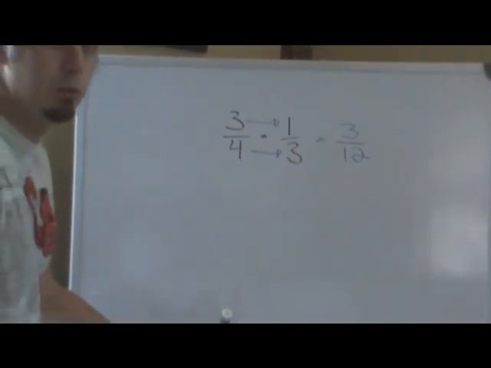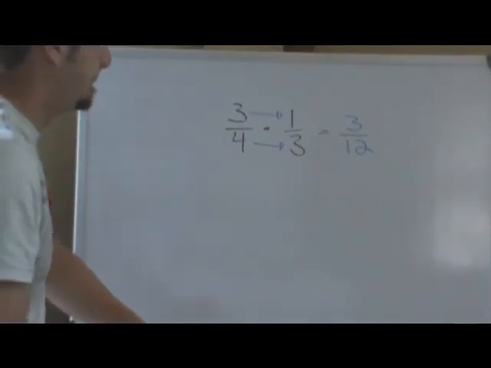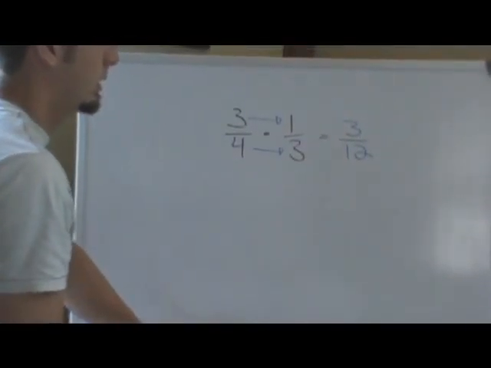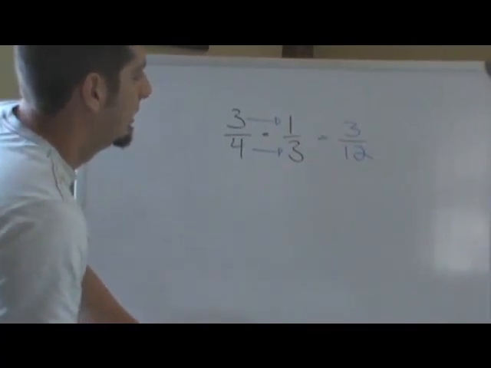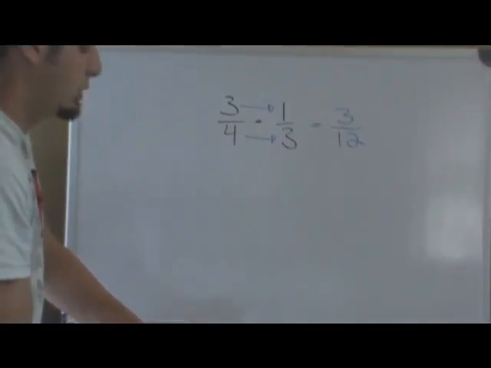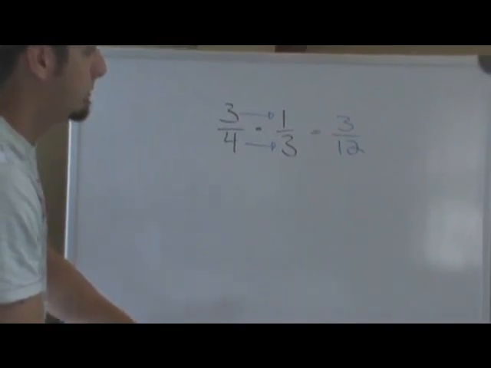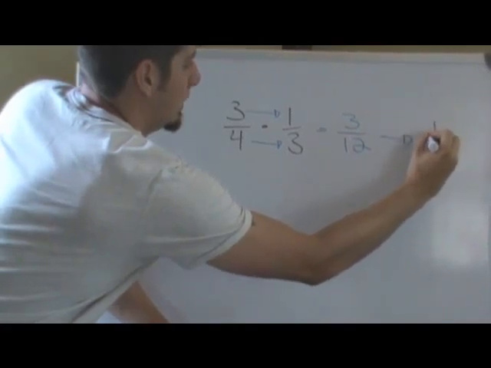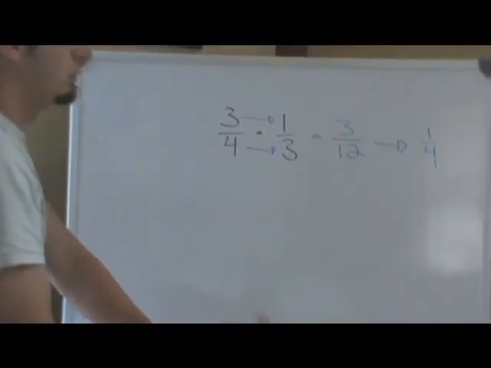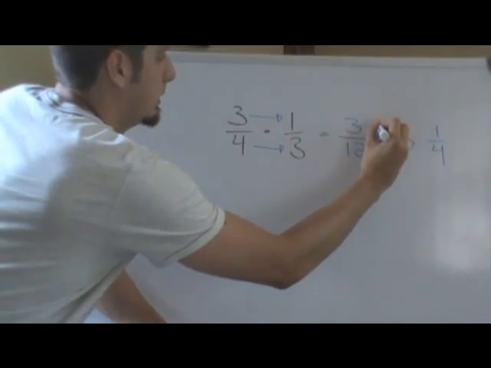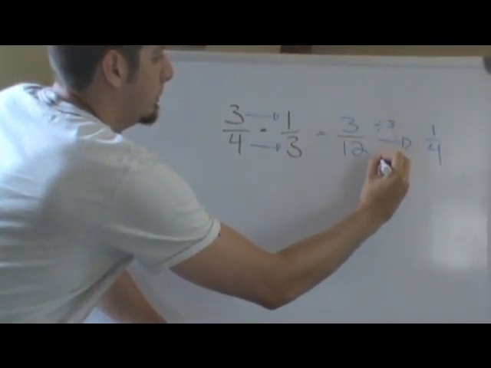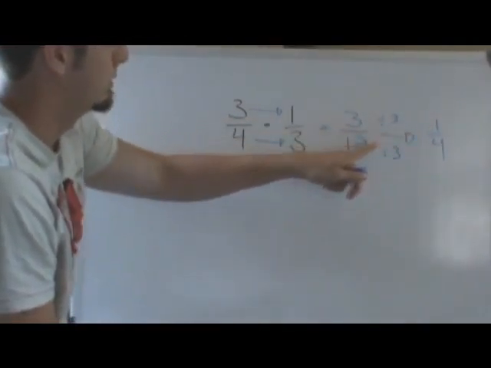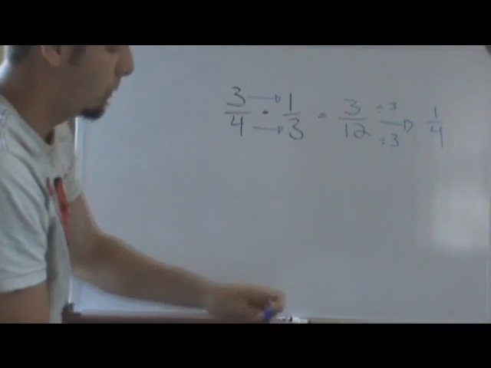Now, typically though, when you multiply fractions, you need to reduce your answer afterwards. As you can see, I have 3/12, which is not a simplified fraction. It can be reduced further to 1/4 if we reduce both the top and the bottom by 3. 3 divided by 3 is 1. 12 divided by 3 is 4.